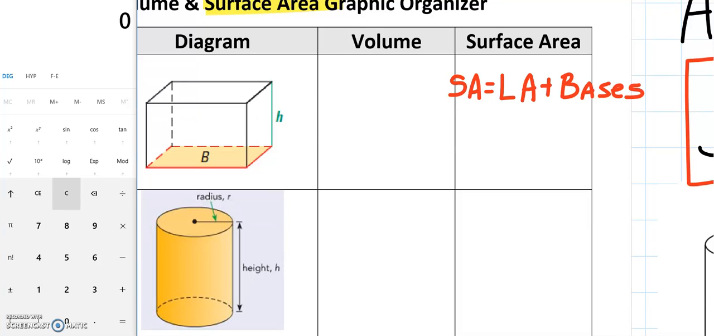Now taking a look at your cylinder. Now the cylinder you don't really know yet, so this is an important one to take some notes on. For a surface area of a cylinder, you're going to get the lateral area, and again the area of your two bases, which are circles. And this is how we're going to find each of those pieces.